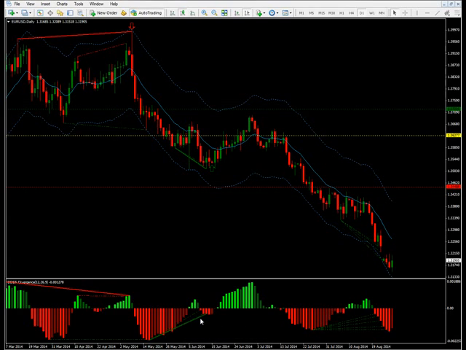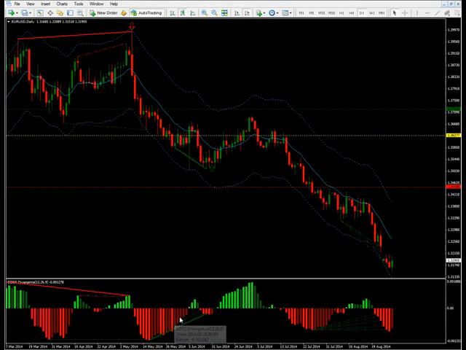Okay, this is a bullish divergence. In order to have a bullish divergence, you need to see a red trough here. Then the MACD crosses zero and goes green, and then drops below zero and turns red.